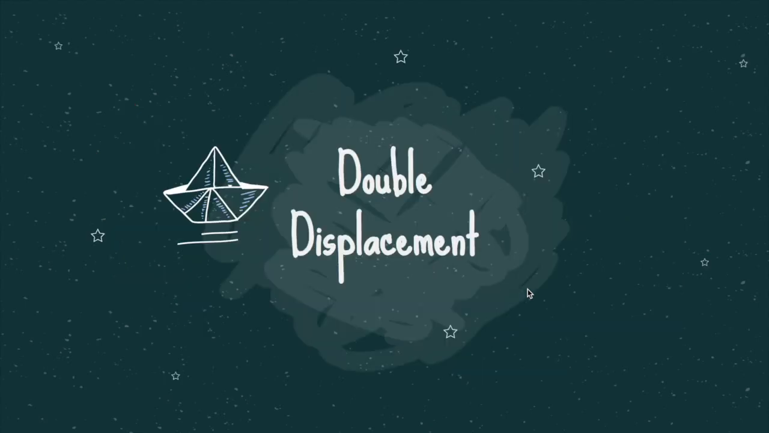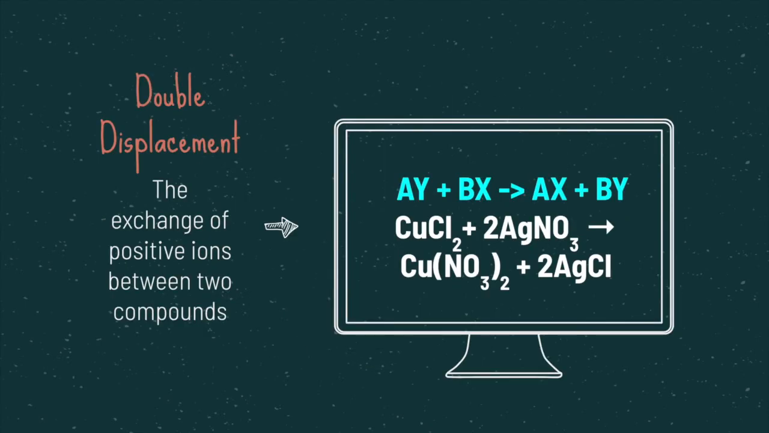Double displacement. If you can remember from single displacement how one element is replaced, now it's two. So double displacement is just the exchange of positive ions between two compounds. So AY plus BX now becomes AX plus BY. Here's another example.